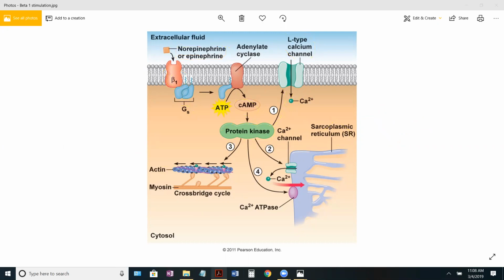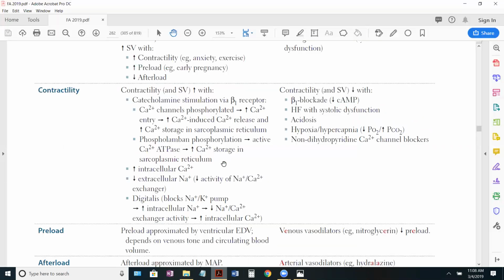The chemicals that you will see in this pathway are less high yield. The mechanism is more high yield. So catecholamines stimulate the beta 1 receptor. What are the catecholamines? Norepinephrine, epinephrine, dopamine, and they phosphorylate the calcium channels.